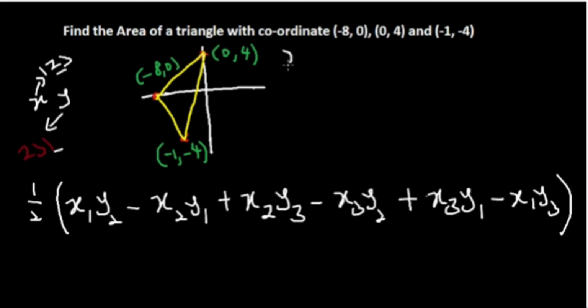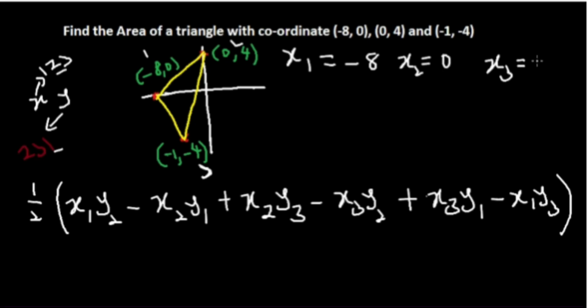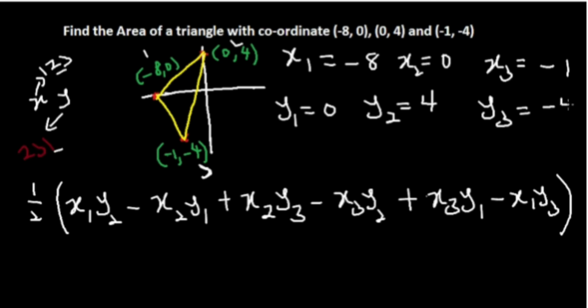Okay, so let's say my x1 is, let's start from this one. Let's start with this 1, 2, and let's say this is 3. So my x1 is -8. My x2 is 0. My x3 is -1. So my y1 is 0. My y2 is 4. My y3 is -4. So I'm just going to substitute it into the main formula.